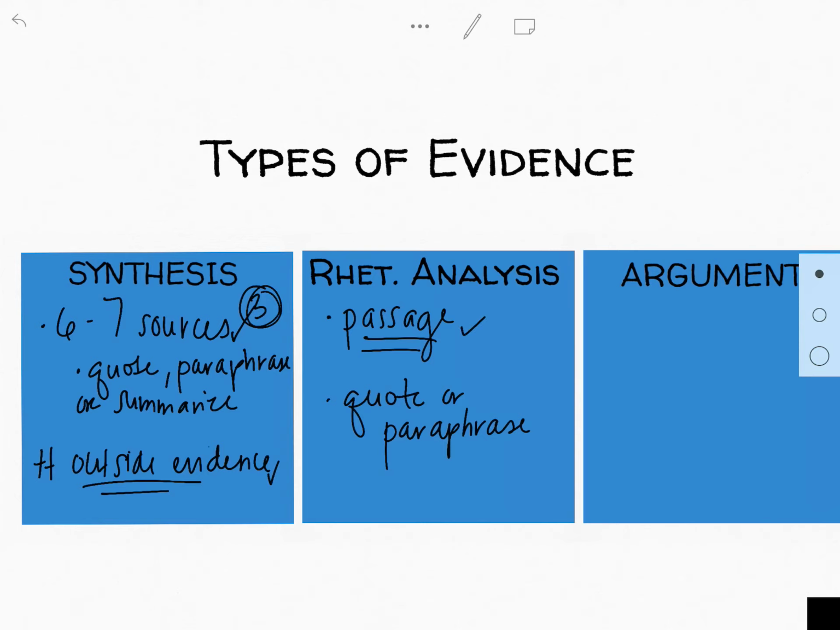Now, argument, the evidence is all going to come from you. So I have an acronym of the sort of evidence you can use, and that is SURE.